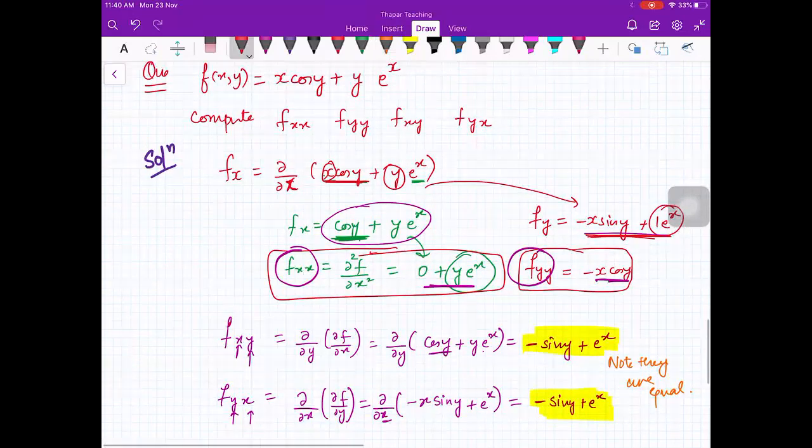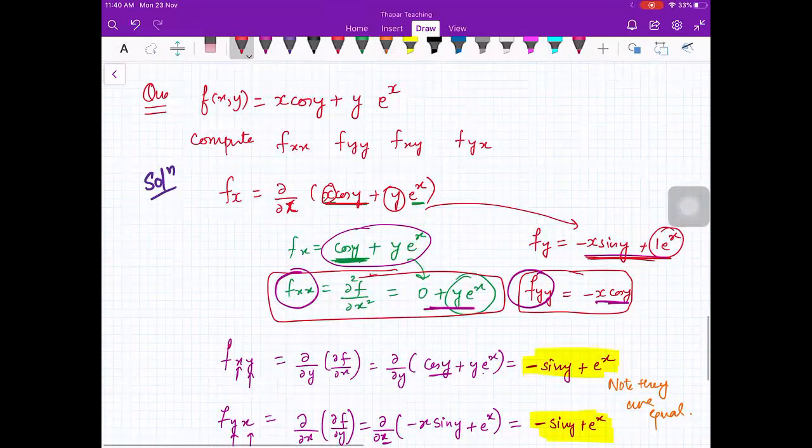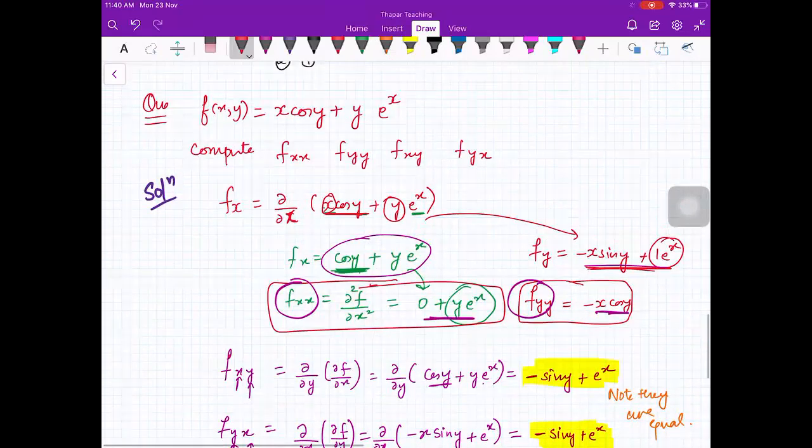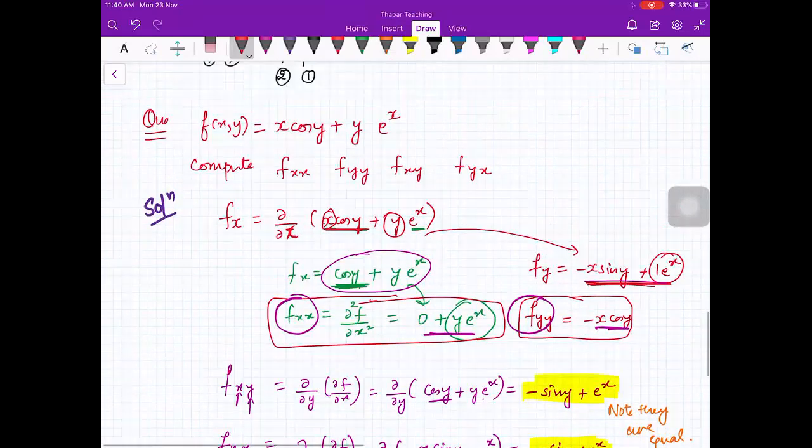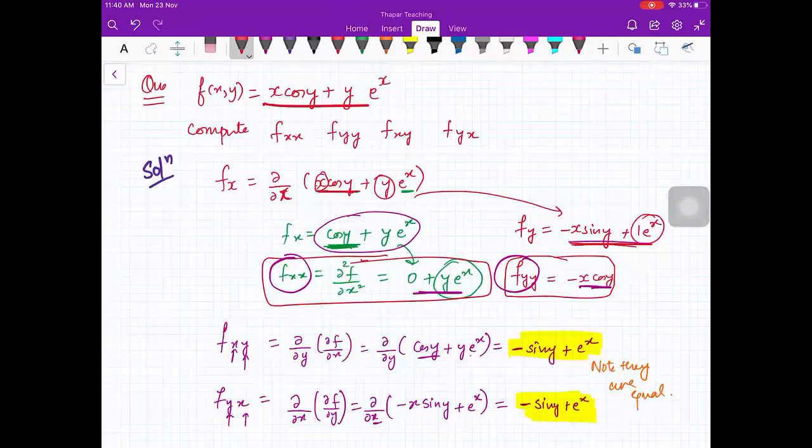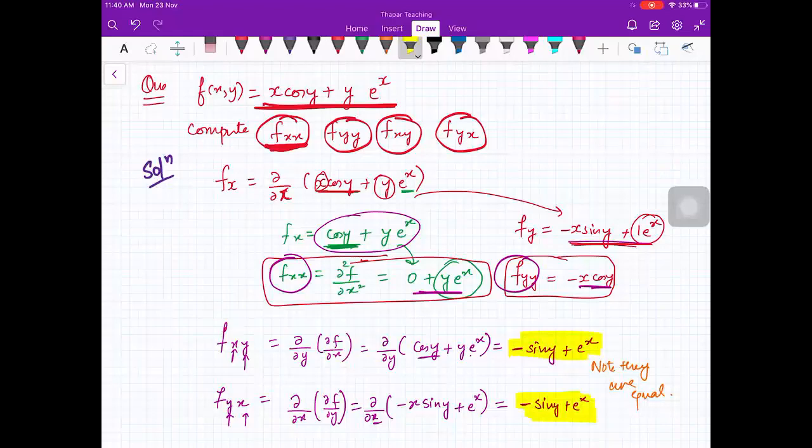Please explain this again? See, beta, you are given a function of two variables. We have to compute fxx, fyy, fxy, and fyx. fxx, is the definition clear? You have to differentiate twice with respect to x. Is this clear, beta?